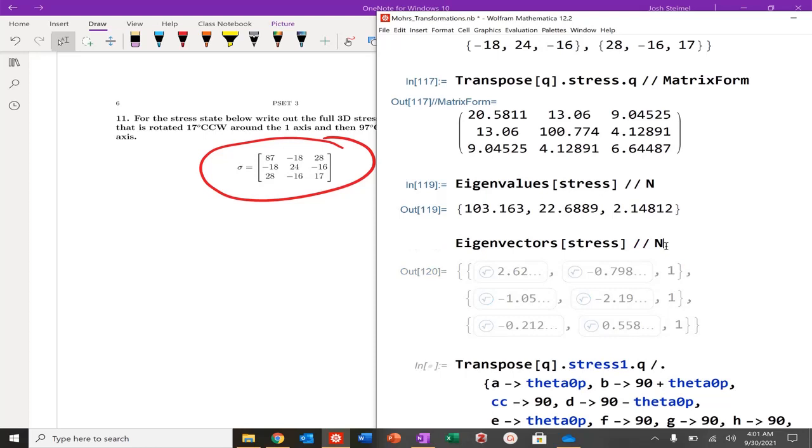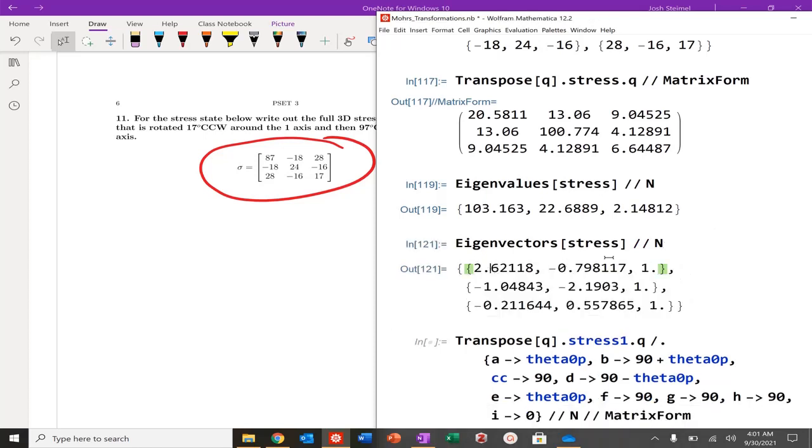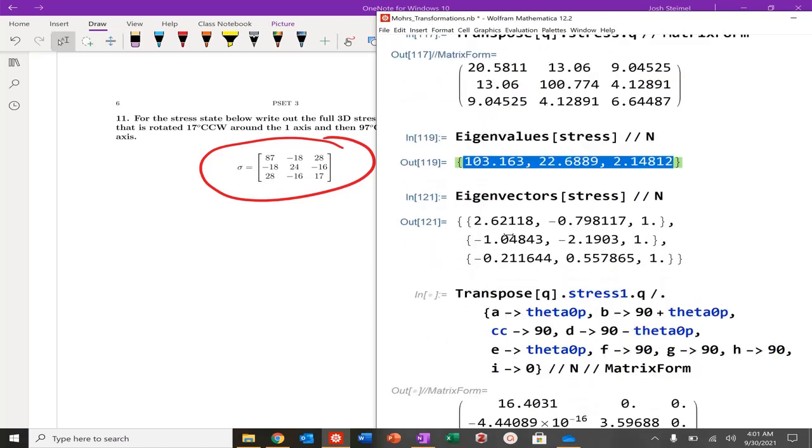Good. So now we're looking at the 1 prime, 2 prime, 3 prime that diagonalizes this matrix and only gives these values. You may be asked to write it out given this basis set to see if it's a principal stress state, if it's not. So that's it. Thanks and good luck on the exam.